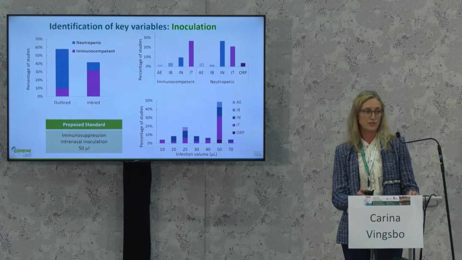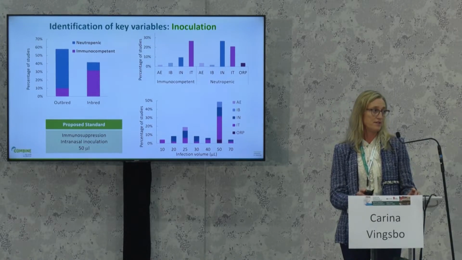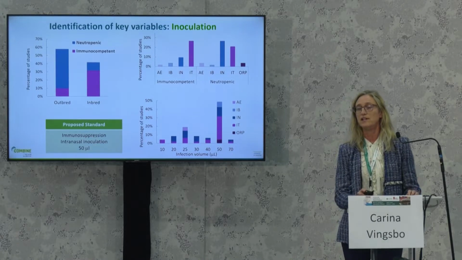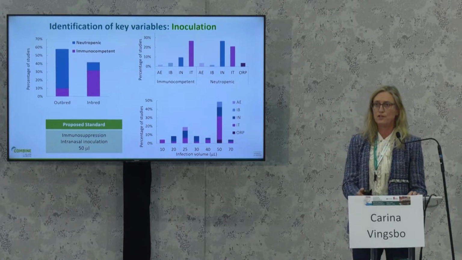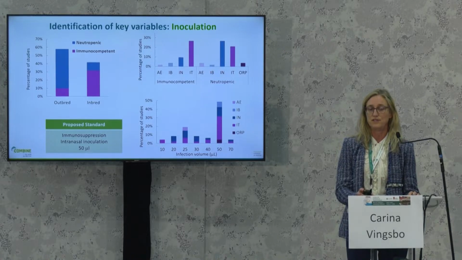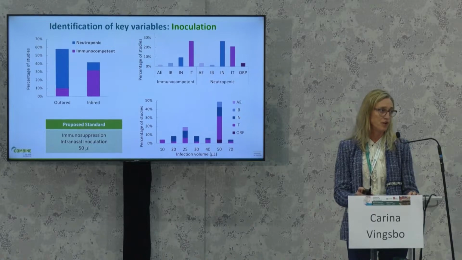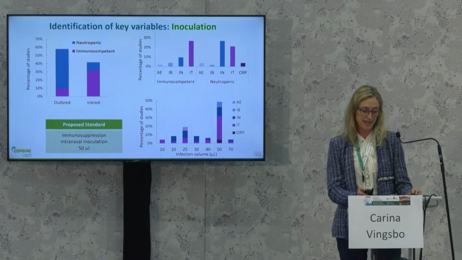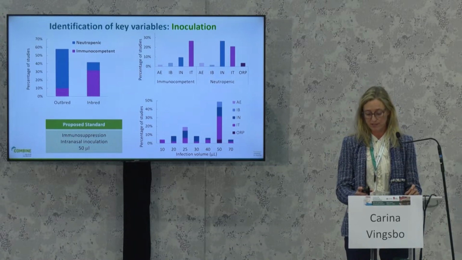We also looked into the method of inoculation. And there are several different methods used, but there is an overweight of using intranasal and intratracheal inoculation. And further, the volume of the inoculum varies, ranging from 10 to 70 microliters, 50 microliters being the most common. So for this, we propose to use as the standard immunosuppressed mice and inoculate intranasally with 50 microliters.